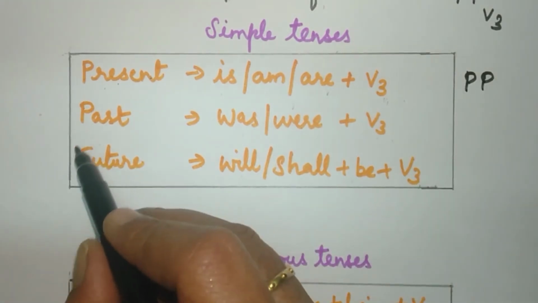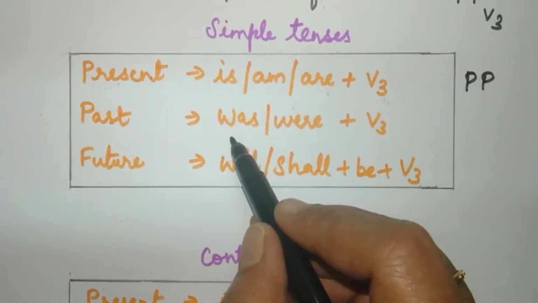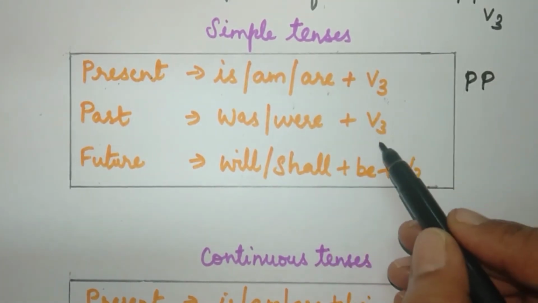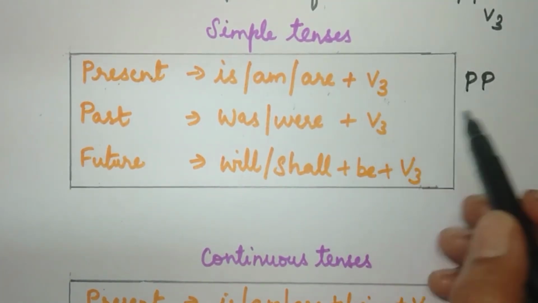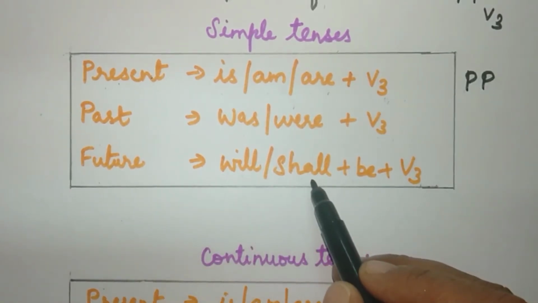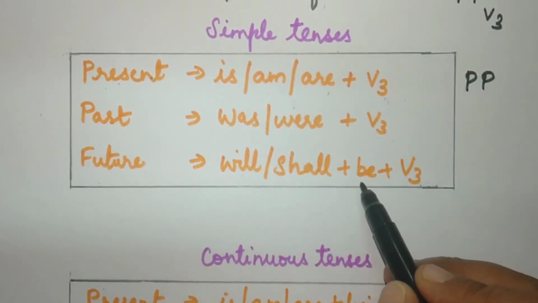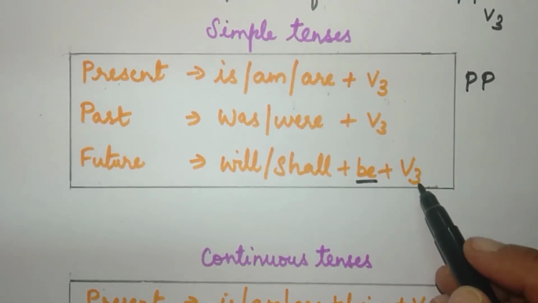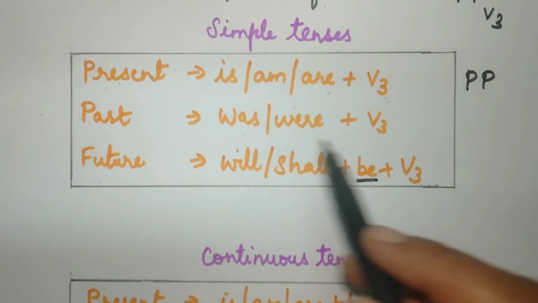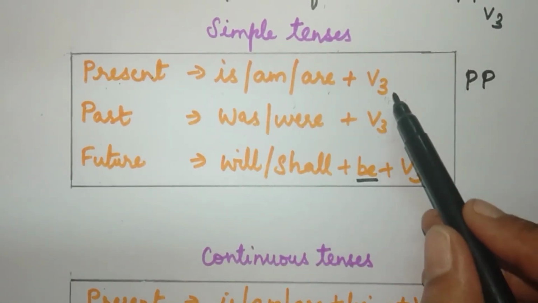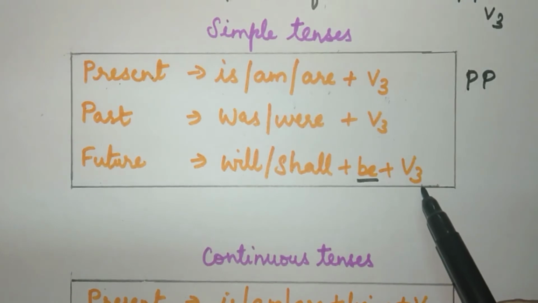The next one is simple past tense. Was will be used for the singular person, were will be used for the plural person. Along with that we are using the V3 form, that is the past participle. In simple future, will or shall will be used, and along with that we are adding be and the third form of the verb. So when you change active voice to passive voice, the tenses are not changed; we are only adding the V3 form of the verb.